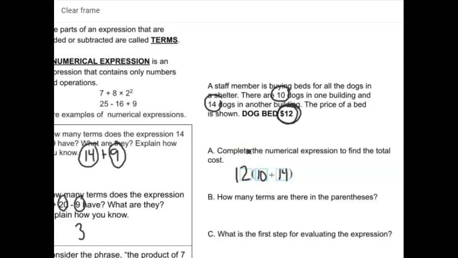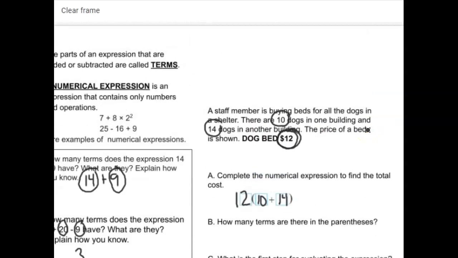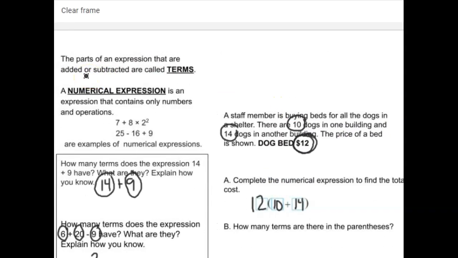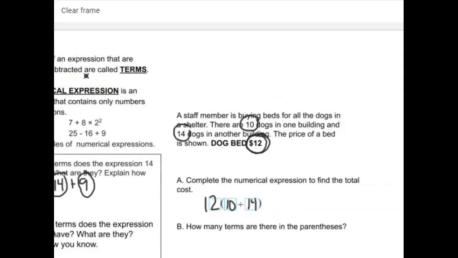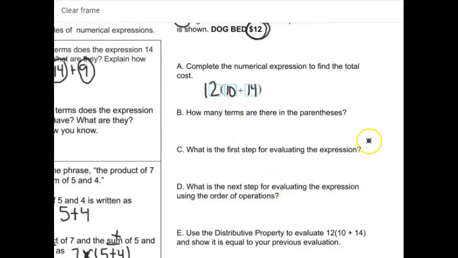And the next question, B, how many terms are there in the parentheses? So inside the parentheses, I have a 10 and a 14. And remember, a term, if we look back up here, the parts of an expression that are added and subtracted are called terms. So there are 2 in there. What is the first step for evaluating the expression? Remember, parentheses is the first thing. So we are going to be solving the parentheses.